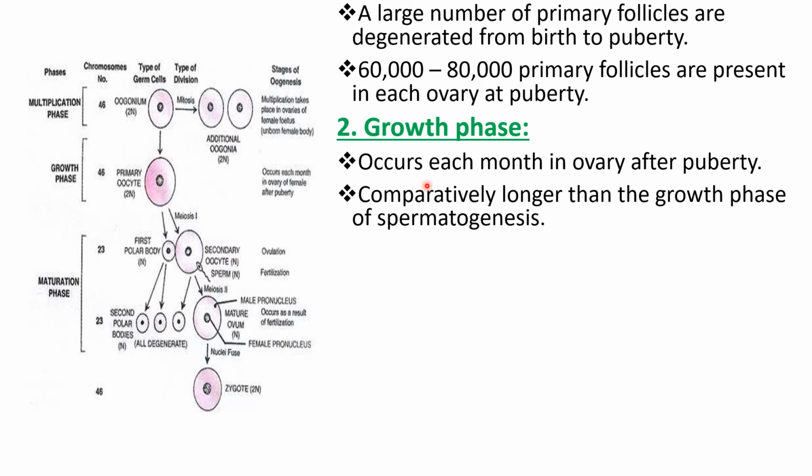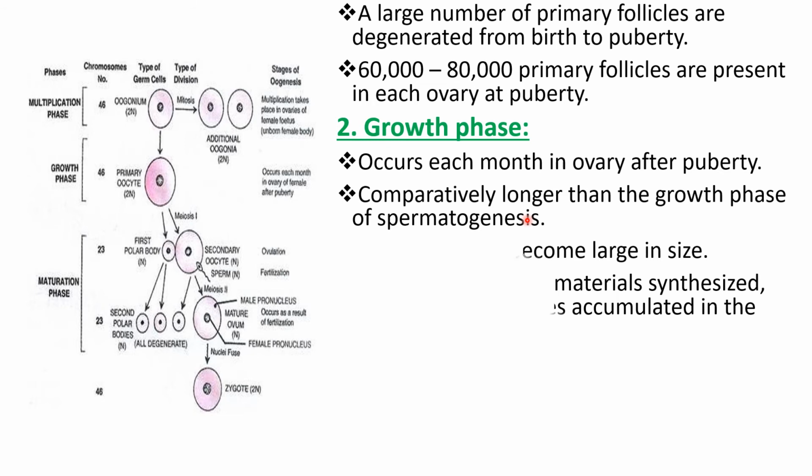Growth phase occurs each month in the ovary after puberty. When will the growth phase start? After reaching puberty only. The growth phase can be seen each month in the ovaries. The growth phase is comparatively longer than the growth phase of spermatogenesis. If we calculate the time taken, the growth phase of oogenesis is somewhat larger than that of spermatogenesis.